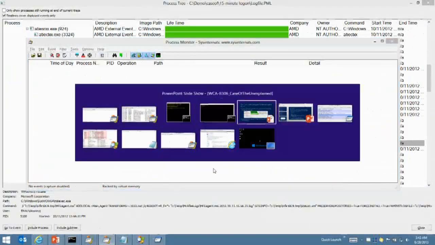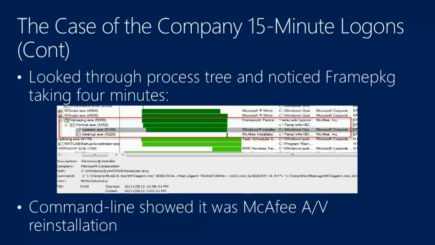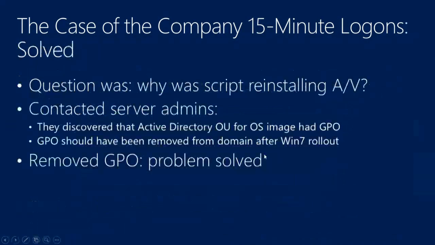So what was going on? What kind of clue did this give him? Well, the command line, that company name over here, McAfee Inc., gave him the clue it's AV's reinstallation. So he contacted the server admins and said, hey, what's going on with this McAfee antivirus install that seems to be making the thing take so long? And they said, oops, that OU, this new image that we've rolled out isn't supposed to be part of the OU that gets this package that gets installed every time. The GPO should have been removed after we did our Win 7 rollout. They fixed the GPO.